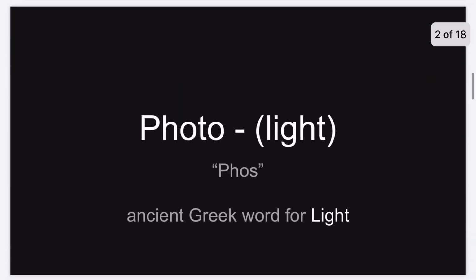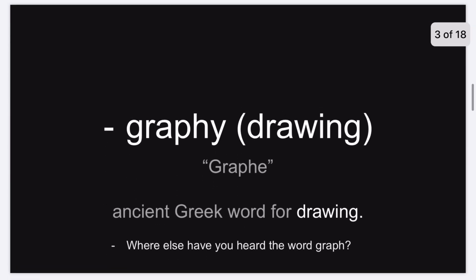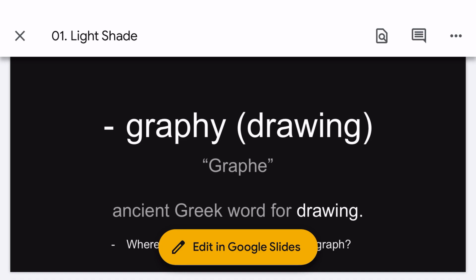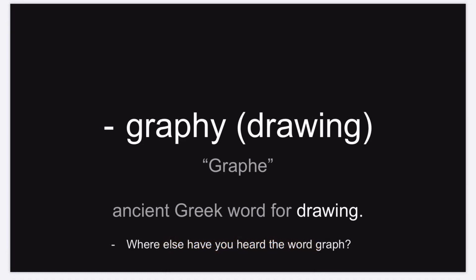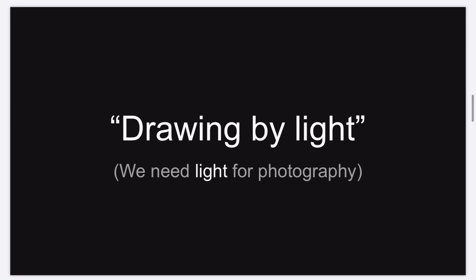First of all, some basics. When they wanted to name this type of technology that came out, I suppose in the Victorian era, they looked at the Greek to give it some international type name. So the first word, photo, means light, coming from the ancient Greek word phos, and the second part, graphe, is from the Greek word for drawing. So you might have heard that word graph before. So effectively, we are drawing by light.